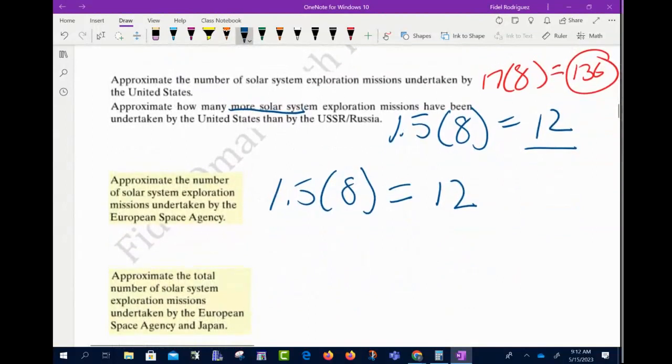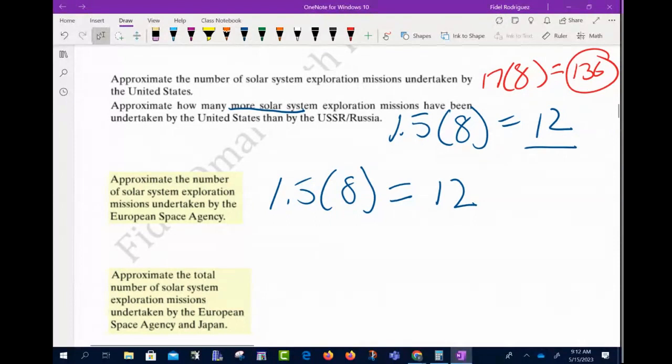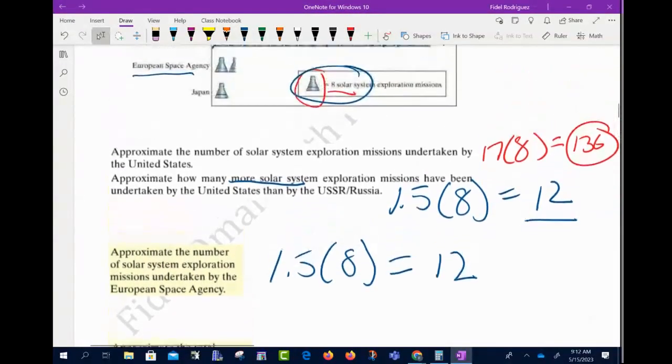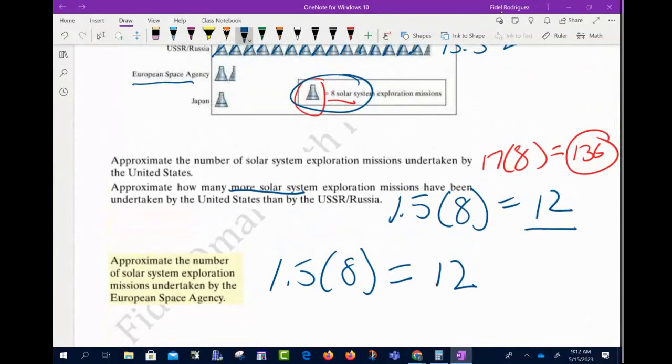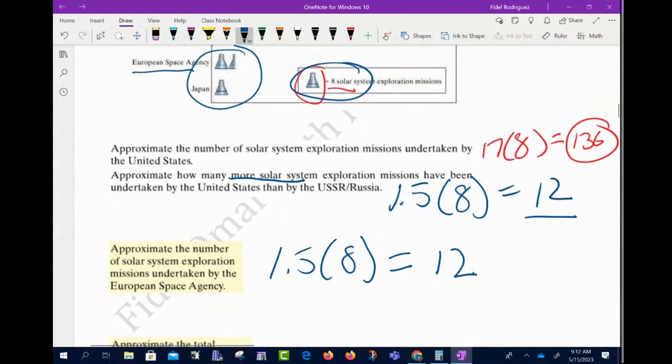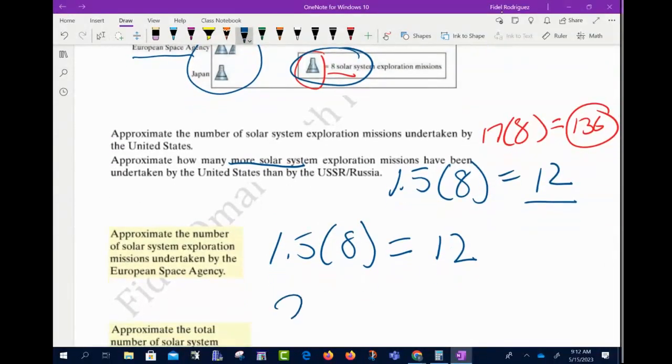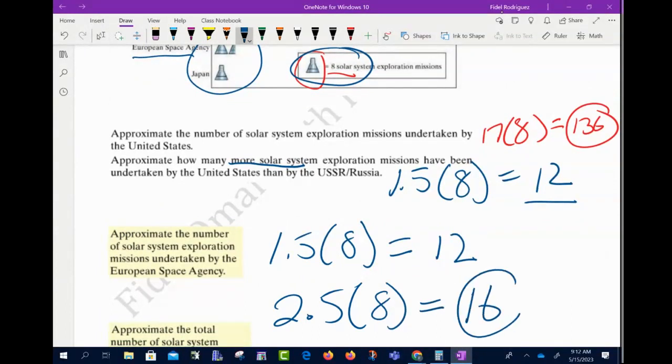Okay, now look at the next one, y'all. It says approximate the total number of solar system explorations undertaken by the European Space Agency and Japan. So if we're going to take all of those together, how many spaceships do we got there? We got 2.5, right? So we're going to take 2.5 times what number again? 8. Times 8. And that's going to give us what, 16?